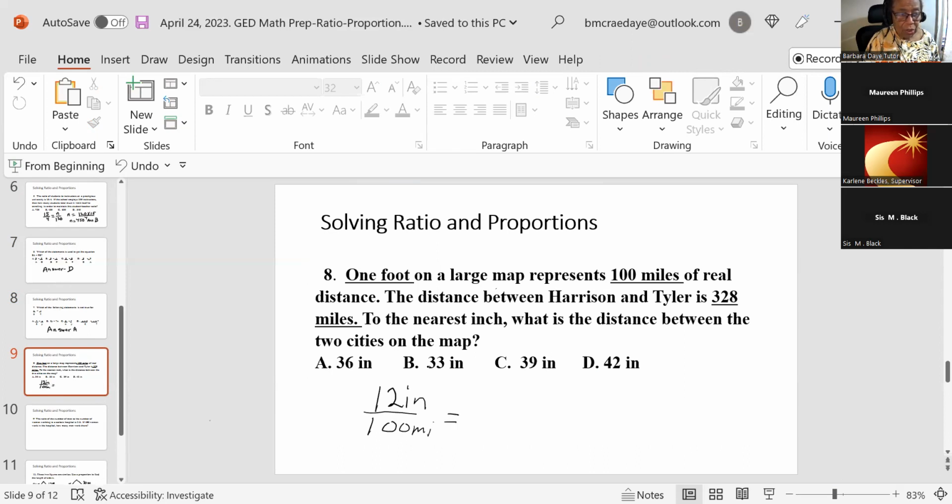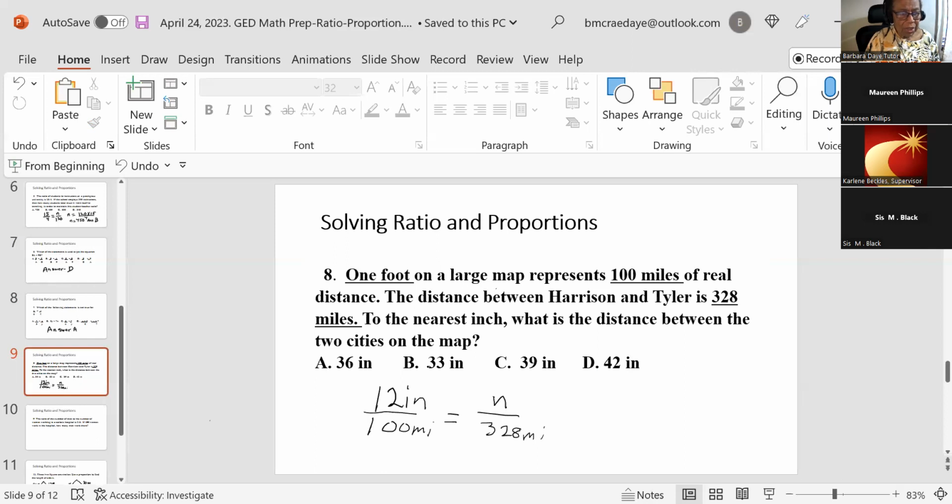Equal, and you're looking for n over 328. This is the way your proportion will look. Oh, I said oh my, wrong. How did you set yours up, Mercedes? The other way around. 100, and I put x, and I put 328 over 3. I cross multiply.